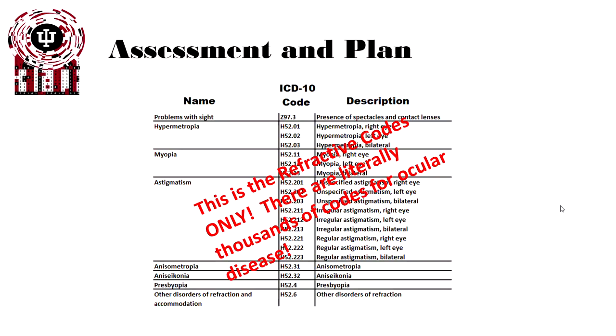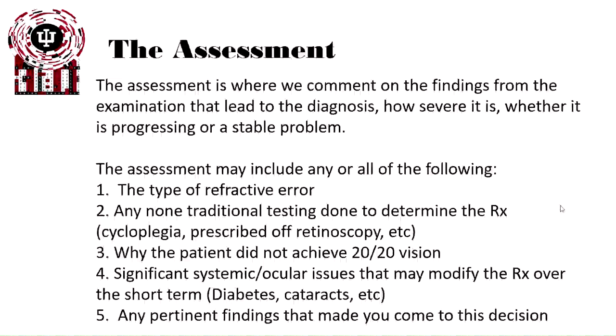In this example, these are the refractive codes only. There are literally thousands of codes for ocular disease. The assessment is where we comment on the findings from the examination that lead to the diagnosis, how severe it is, and whether it is progressing or a stable problem. The assessment may include any or all of the following and other things as well.